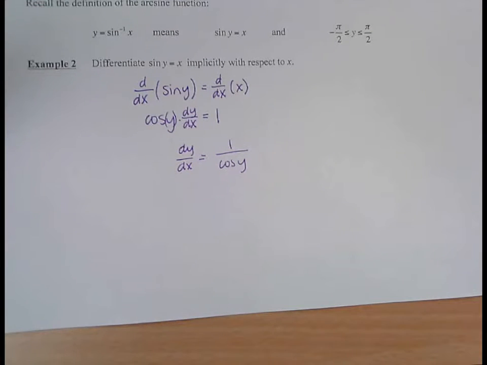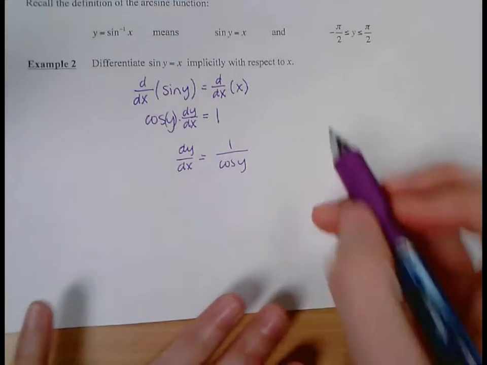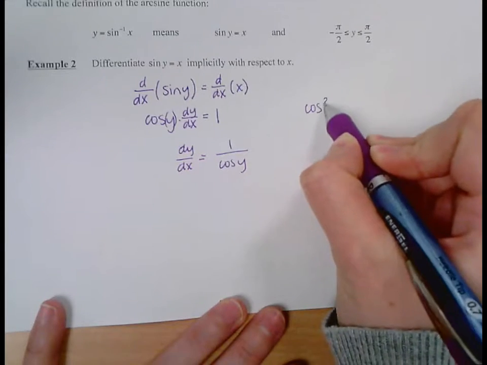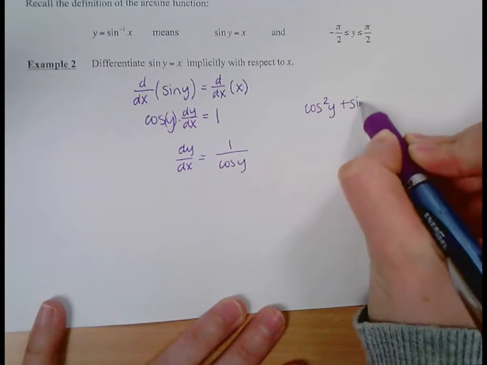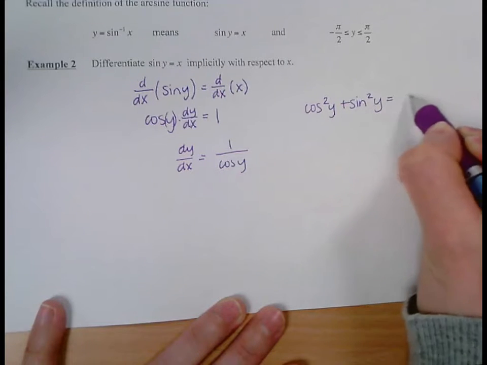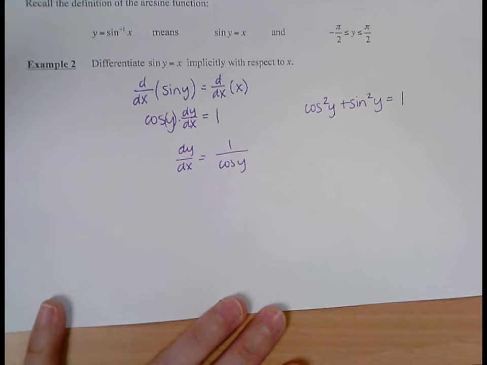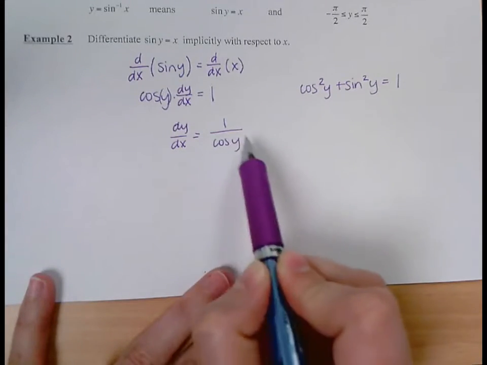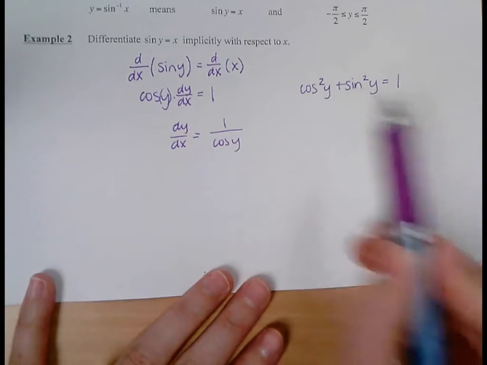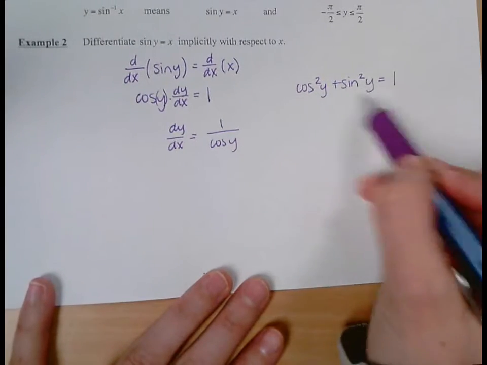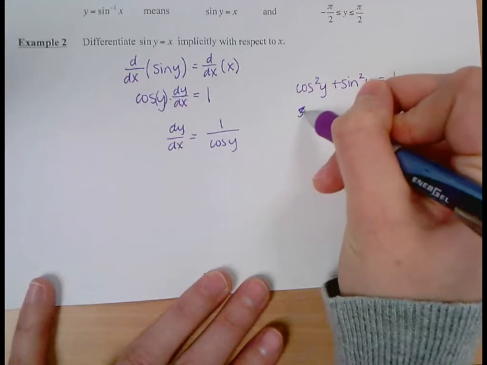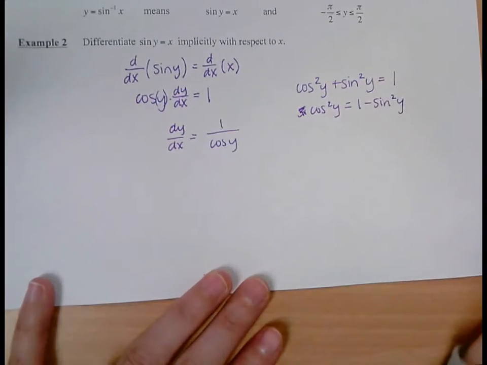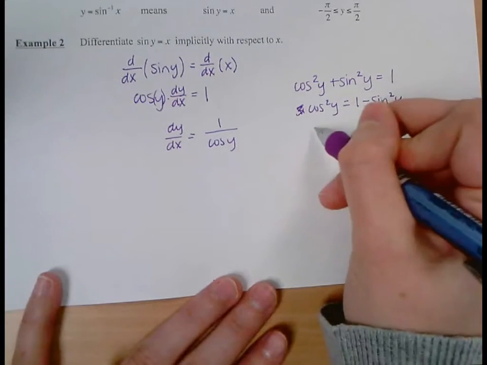And this is kind of where the proof part comes in, using trig identities. So I know by trig identity that cosine squared of y plus sine squared of y equals 1. And how I'm going to use this, I have a cosine of y in the denominator, so I'm going to solve this for cosine of y. So I can subtract sine squared of y. So cosine squared of y equals 1 minus sine squared y. And then take the square root.